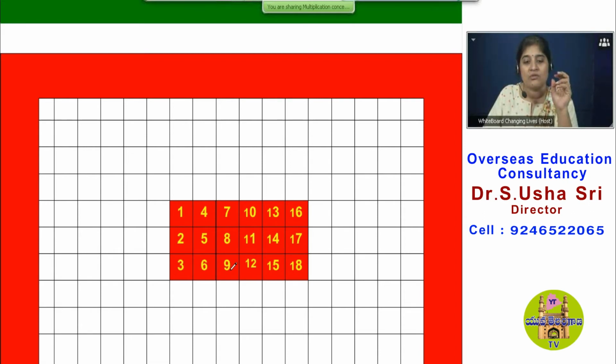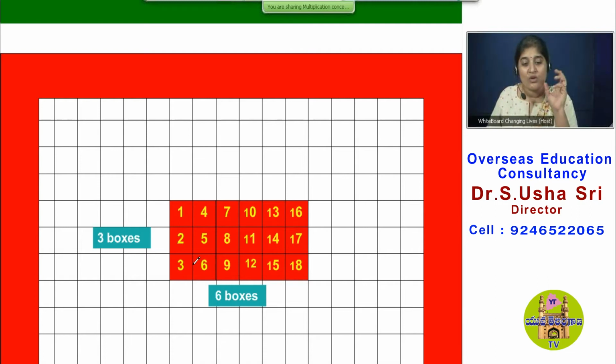1, 2, 3, 4, 5, 6. There are 6 boxes here. And this side, 3 boxes, isn't it? So here this side 6 boxes and the other side 3 boxes. So how many boxes do we have?